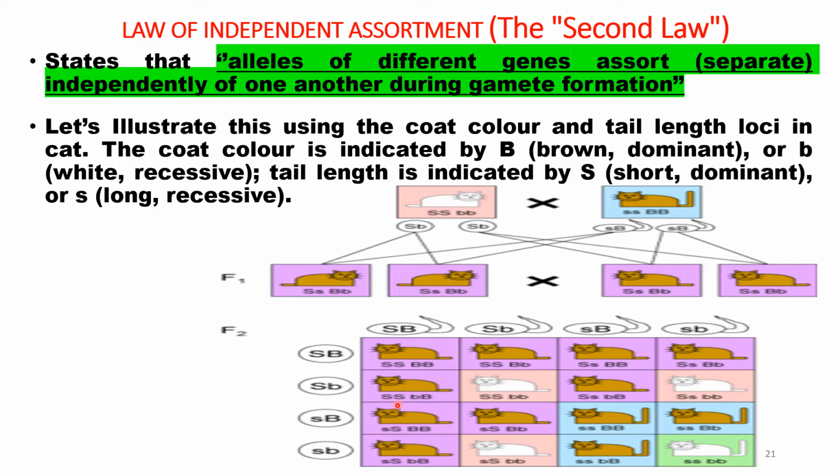And in the F2, you will see that there's a ratio of 1, 2, 3, 4, 5, 6, 7, 8, 9 cats that are brown and have short tail length. Then you have 1, 2, 3 that are white with short tail length, and you also have 1, 2, 3 that are brown but with long tail length, and they have only one that is white and long tail length.